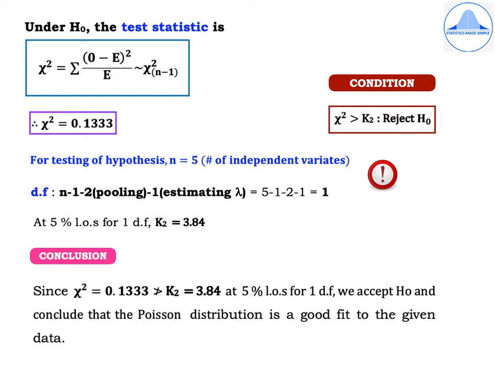Conclusion: since chi-square is 0.1333, which is not greater than K2 equal to 3.84 at 5% level of significance for 1 degree of freedom, we accept H0 and conclude that the Poisson distribution is a good fit to the given data.